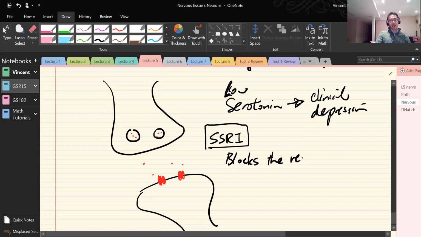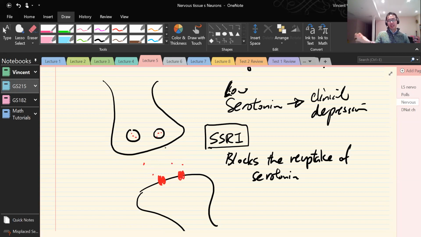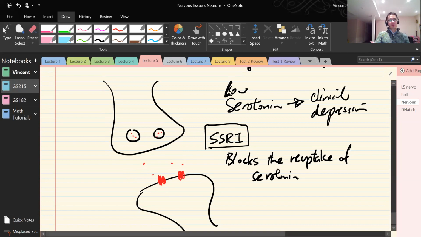This thing blocks the reuptake of serotonin. So even though you don't have a lot, that's okay. You release them into the cleft, and the blocker prevents them from being taken back. So what little you have will stay in the cleft for longer periods of time to continue to exert its effect. You compensate for the low level of serotonin by increasing the duration of its effect with the blocker. Antidepressants like Prozac work that way.